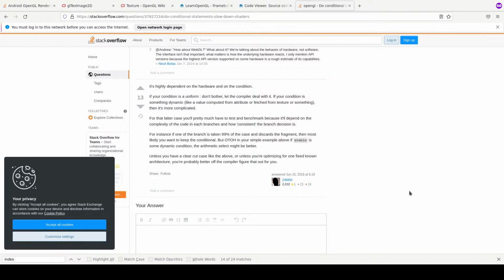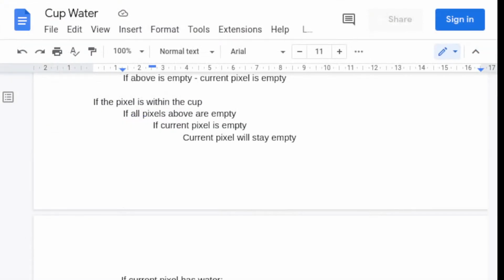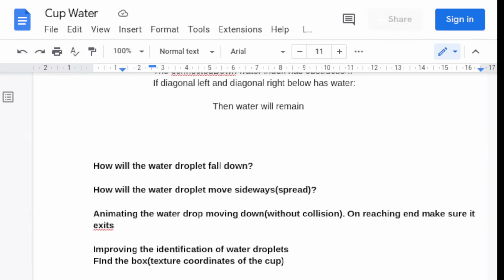So basically, this is saying if it is a uniform value, it wouldn't affect performance that much. Just note it down anyway. If it's a uniform value, it doesn't affect the performance that much. But in case of the attributes which are dynamic, it will affect the performance basically. So we'll add this as a point.